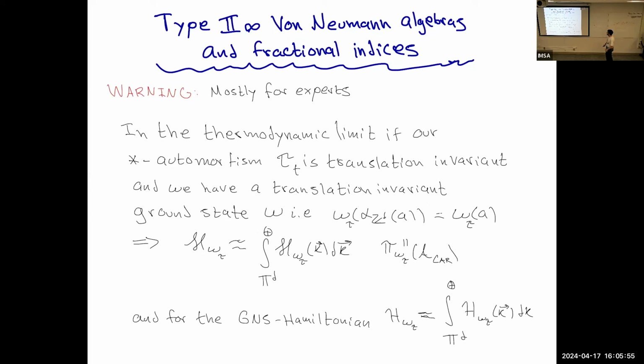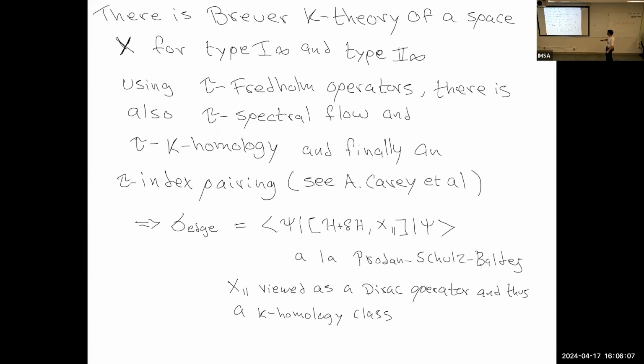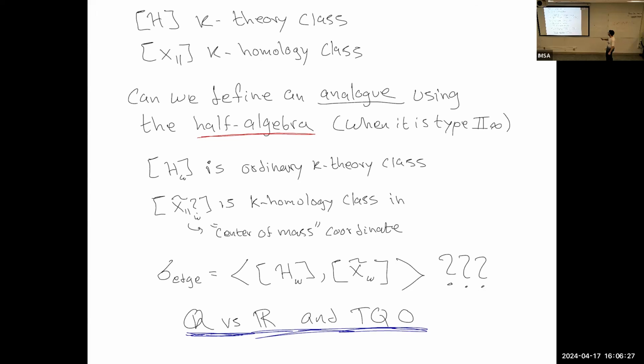This was the last thing I want to talk about, but I don't have time. It's what happens when you have a boundary, and results by Cedzich and Ogata also. There's a way of trying to use this and generalize the work by Emil Prodan and Schulz-Baldes and several other people of how to describe the conductance as an index pairing in K homology and K theory. And there's a version of that using von Neumann algebras. I was hoping that maybe this can be generalized.